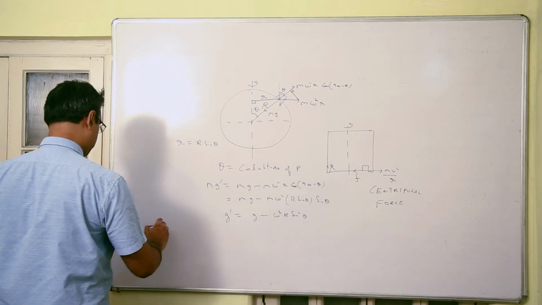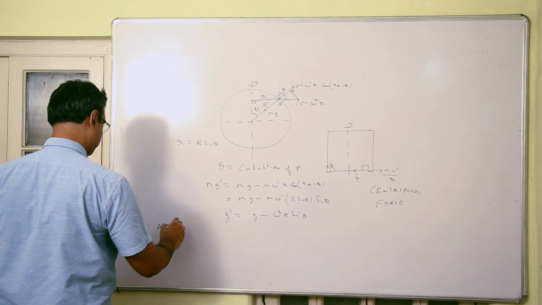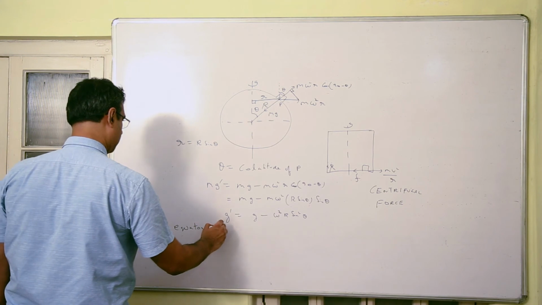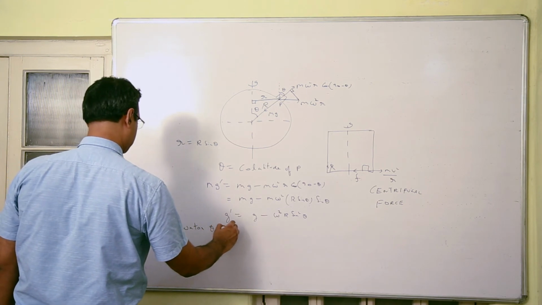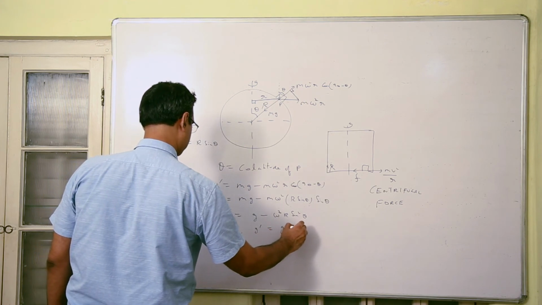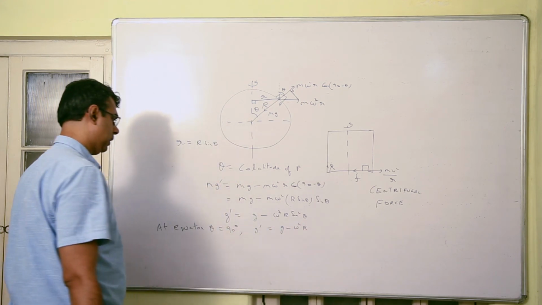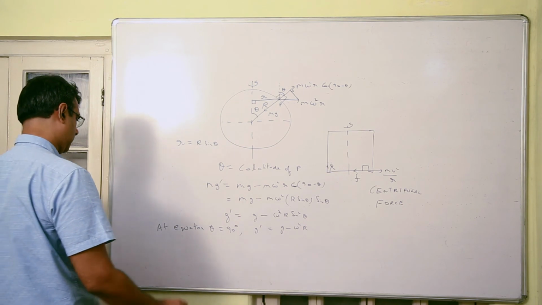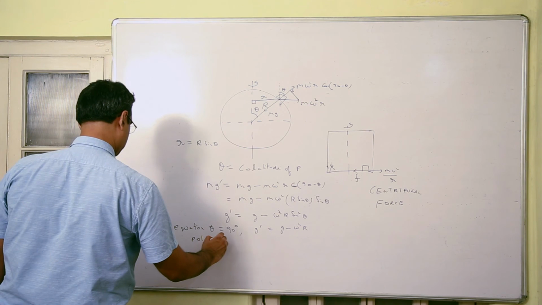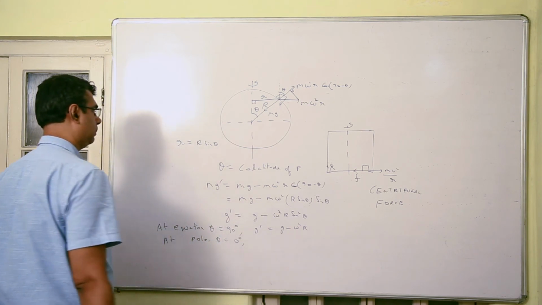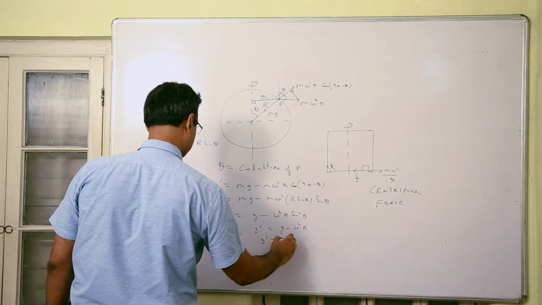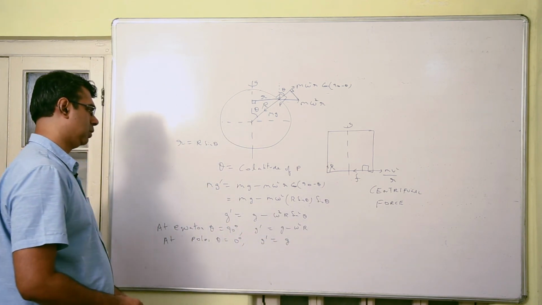Now when you are at the equator, then at the equator theta equal to 90 degrees. So g dash equal to g minus omega square R. And when you are at the poles, theta equal to 0 degrees, so g dash equal to g.